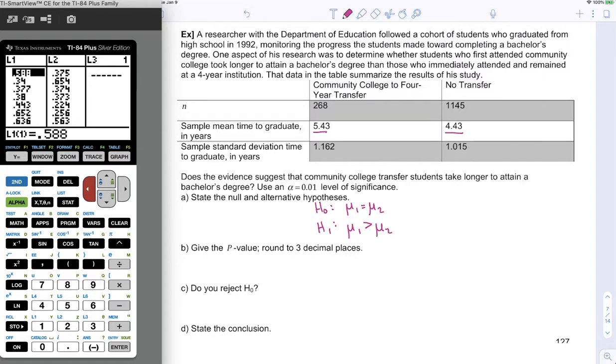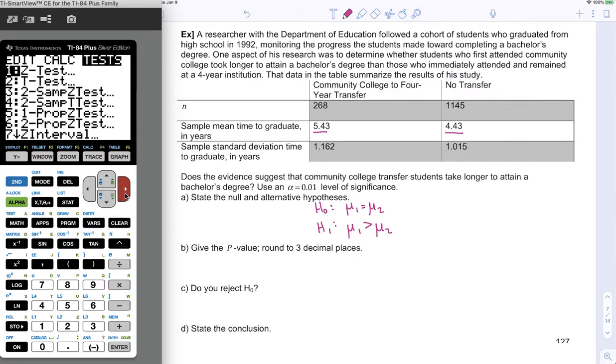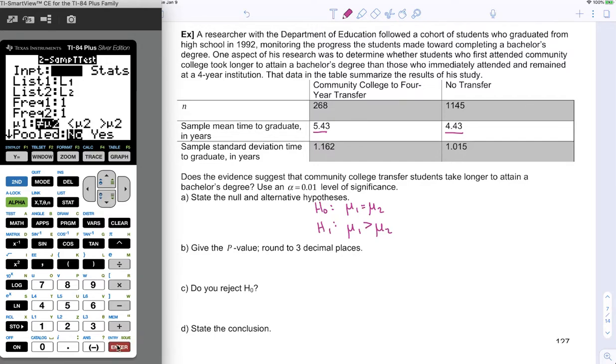Okay, so I want to get the p-value. So I'm going to go into my stat tests menu. And this time I'm going to go to 2-SampTTest, which is number 4. And then we press enter. And you have a choice of input, data, or stats. In this particular example, we were given statistics. We were given x bar and s for 2 different samples. So I'll change the input value to stats.